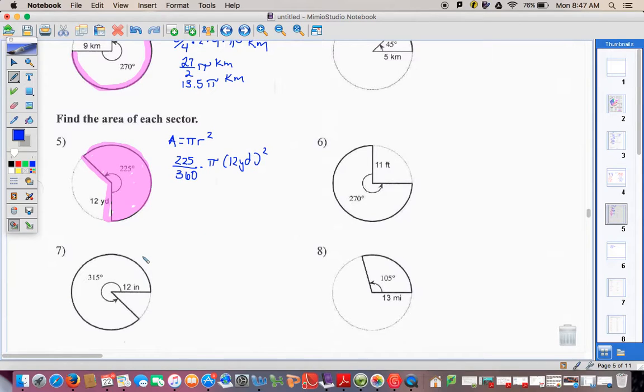So we've got 225 divided by 360 times 12 squared, which is 90. So this would be 90 pi yards squared. And we can leave it exactly as that answer.